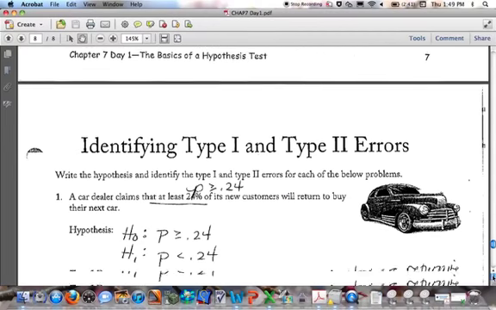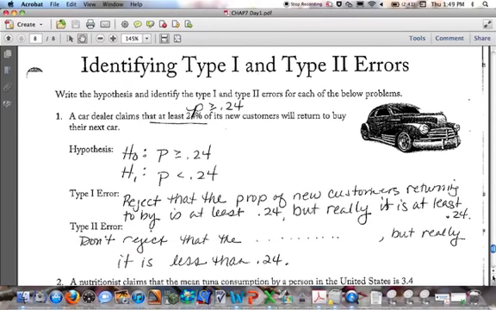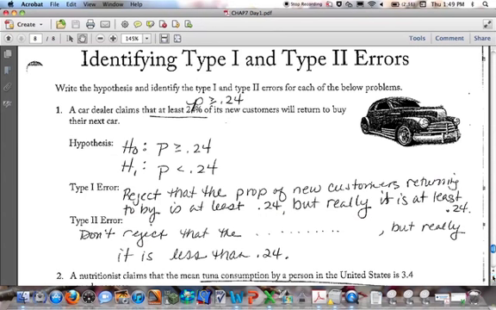And this last sheet, I don't think you got the sheet. This one I have some scenarios where you had to write out the hypotheses and just state what the type 1 and type 2 errors are in words. So in this one, a car dealer claims that at least 24% of its new customers will return to buy their next car. So at least 24% is p greater than or equal to 0.24. So the null is p is greater than or equal to 0.24. The opposite of that is p is less than 0.24.